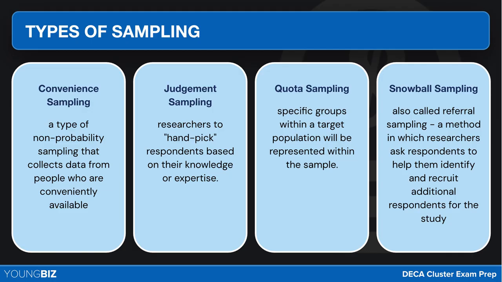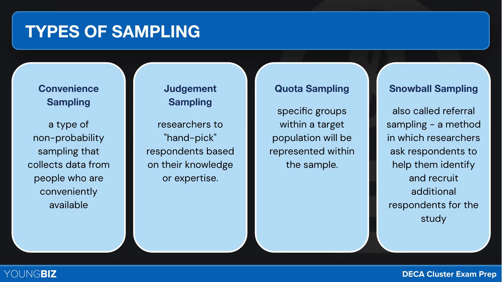Judgment sampling. This method allows researchers to handpick respondents based on their knowledge or expertise. It's often used in qualitative research where the focus is on gaining insights from individuals who have specific experience related to the study topic. While this method can provide valuable information, it relies heavily on the researcher's discretion and may lead to bias if not handled carefully.